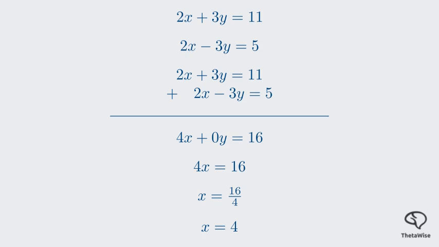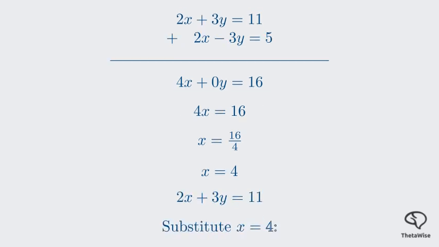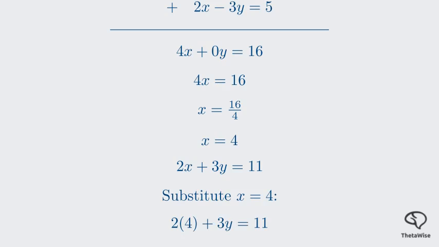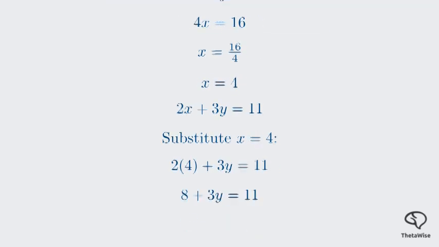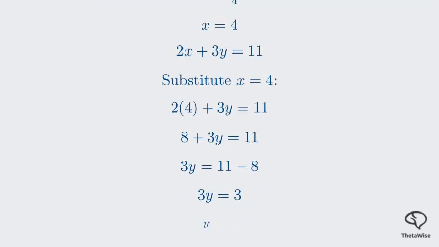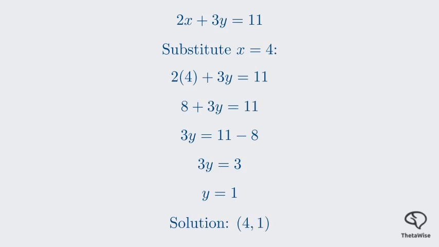Let's use the first one. The first equation is 2x plus 3y equals 11. We'll replace x with 4. This simplifies to 8 plus 3y equals 11. Now we solve for y. Subtract 8 from both sides to get 3y equals 3. Then divide by 3 to find that y equals 1. So our solution is the point (4, 1).